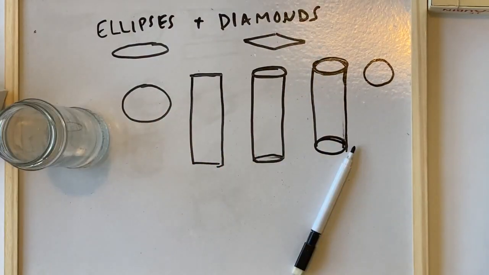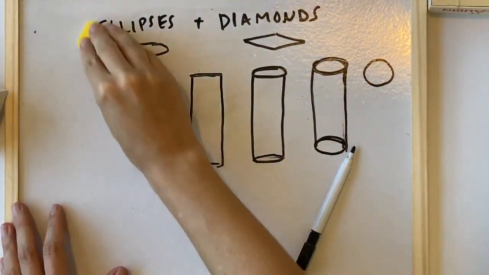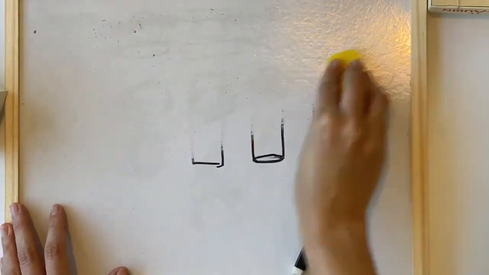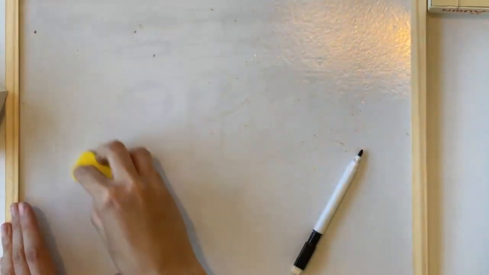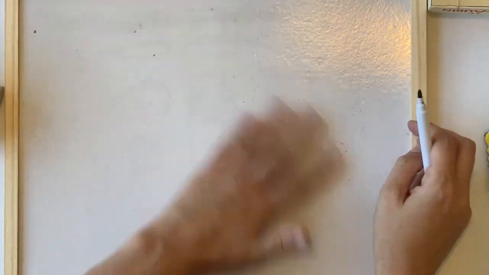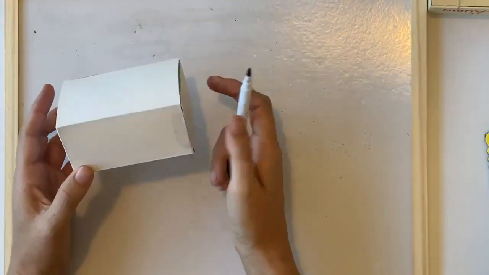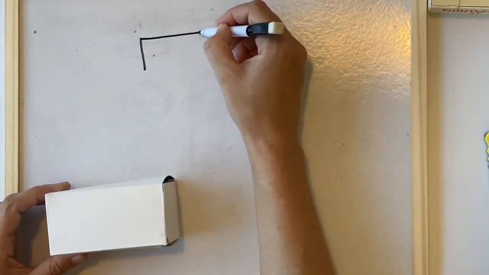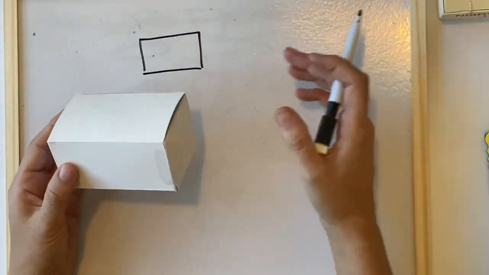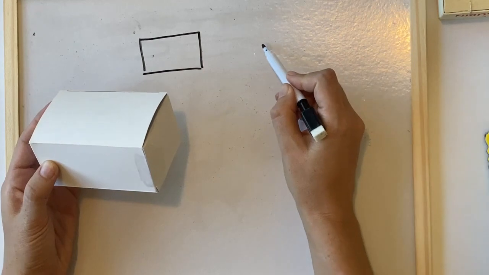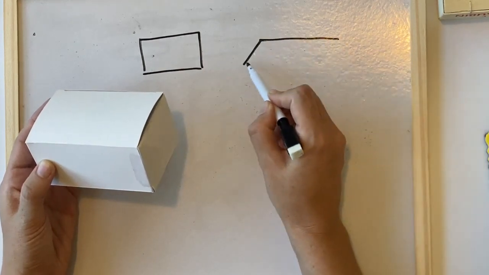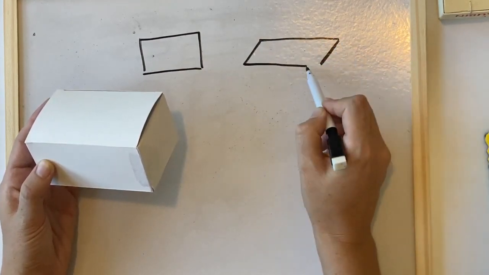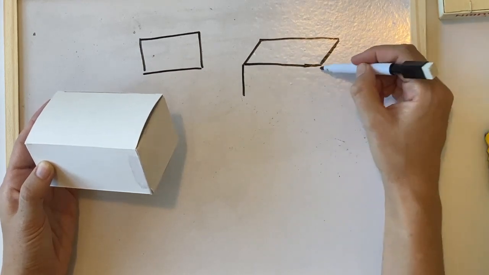Now I'm going to show you diamonds. So if you look at a box straight on, then all you see is a rectangle. If you start to tilt it down, you start to see a diamond shape on the top.